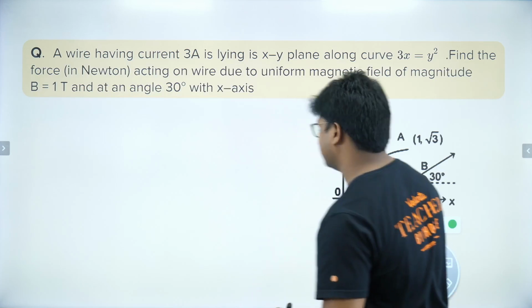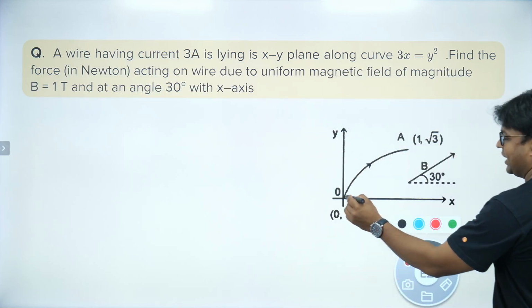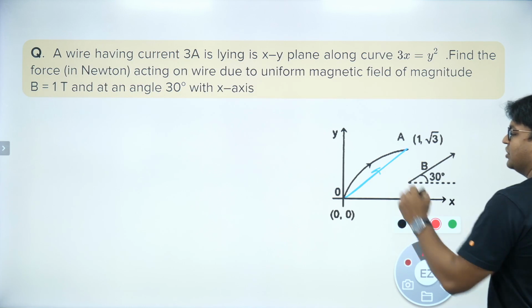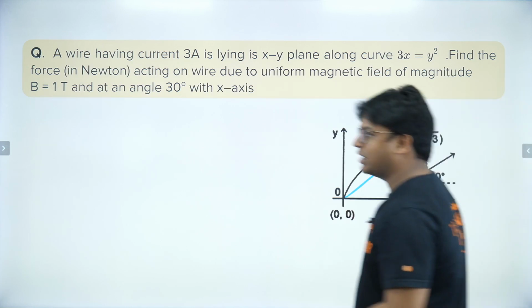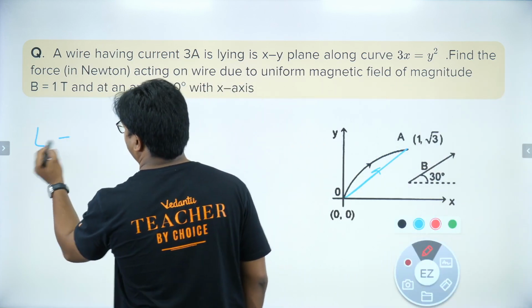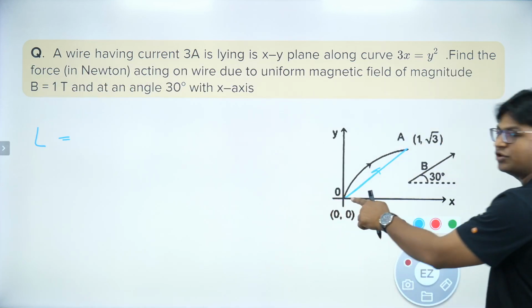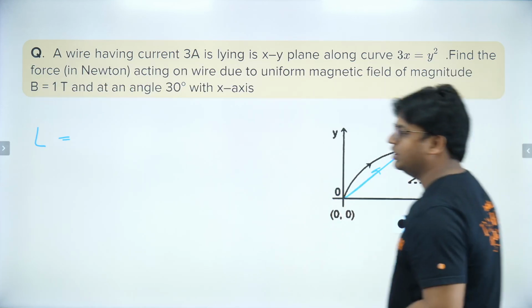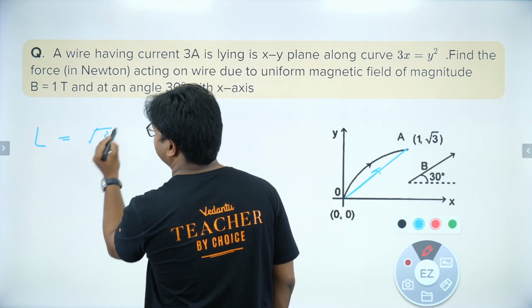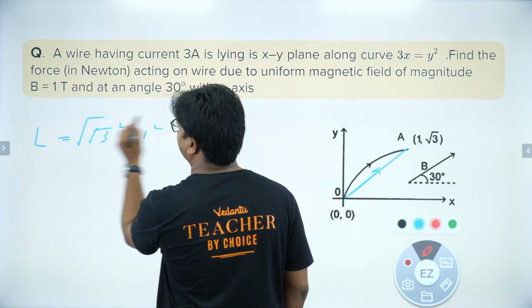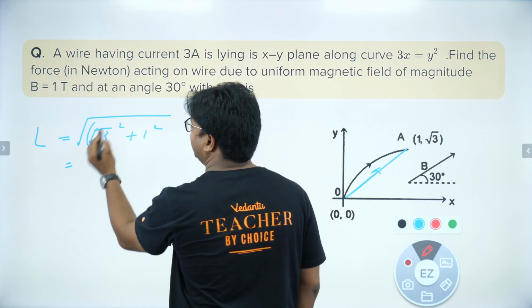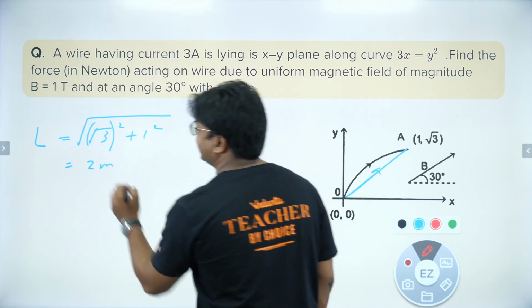Again, the concept is similar. We are going to consider this wire as a straight segment. So the length of this segment can be calculated. How can I calculate the length of this segment? The coordinate of this point is 0, 0. The coordinate of this point is 1, root 3. So the length will be the root of root 3 square plus 1 square, so it is going to be 2. Right, so 2 meter is the length of the wire.